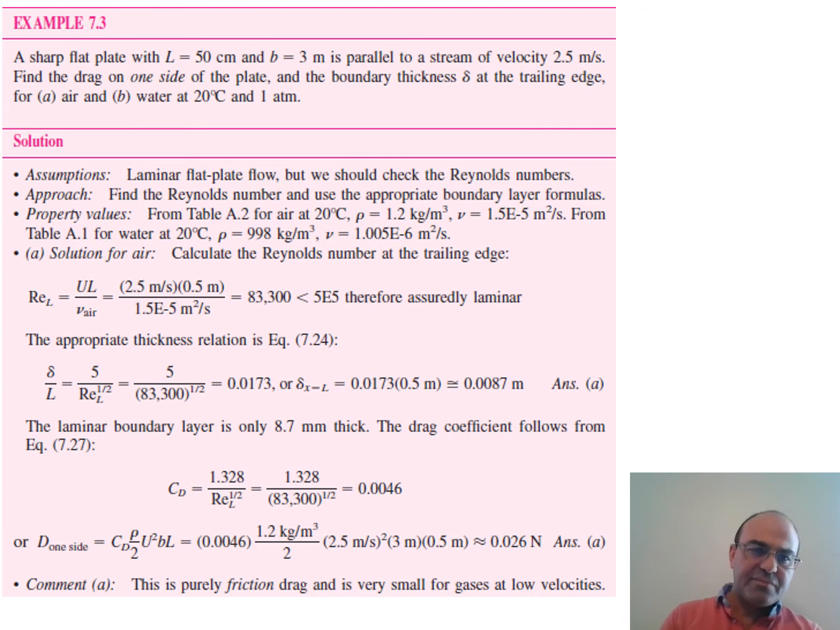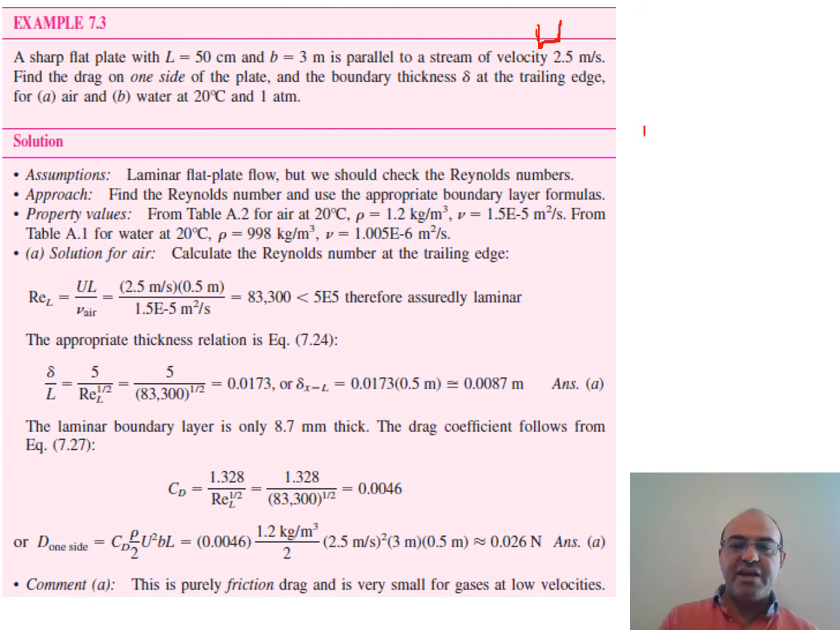Okay. So example 5.3 of the book: a sharp flat plate with L of 50 centimeters and B of 3 meters is parallel to a stream of velocity 2.5 meters per second. So we have the dimensions of the plate and the free stream velocity U, 2.5. Find the drag on one side of the plate.